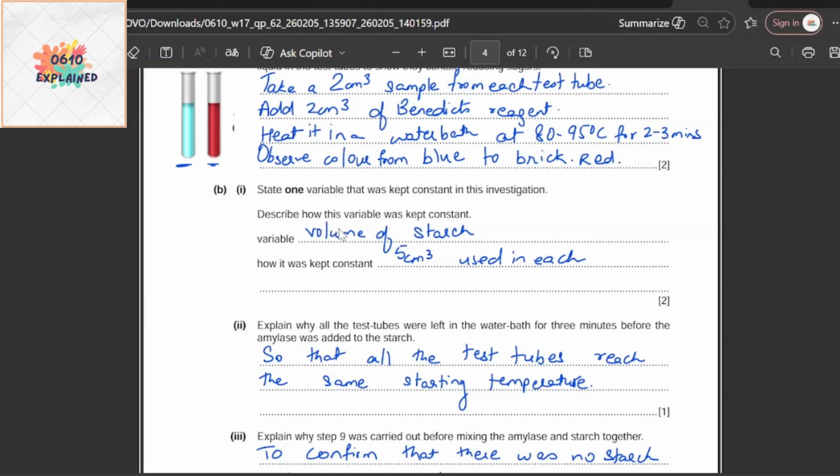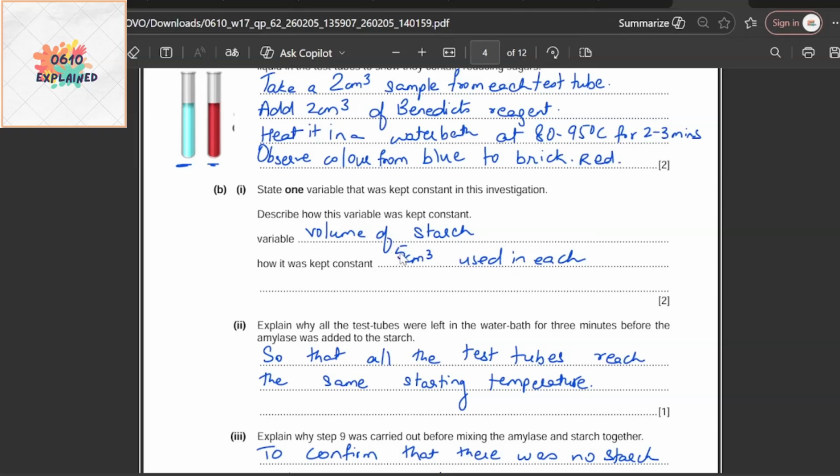So describe how the variable was also kept constant. So one mark is for identifying the variable and one mark is for correctly mentioning how it was kept constant. If the variable is correct and your how-to-do-the-procedure is incorrect, you will be marked 1 for the same. Okay, so let's understand there were many variables which were kept constant over here.